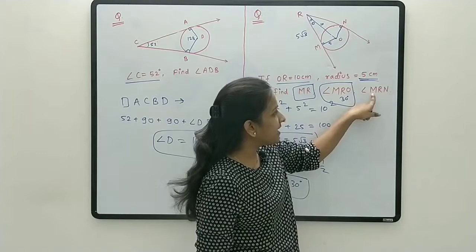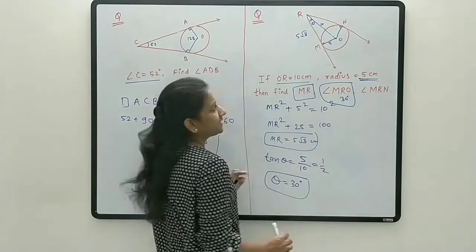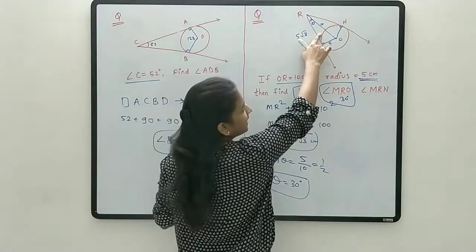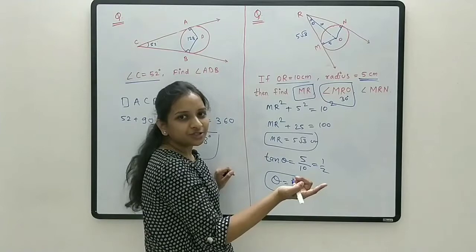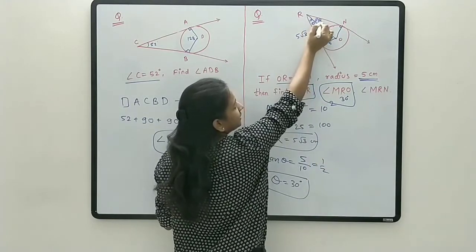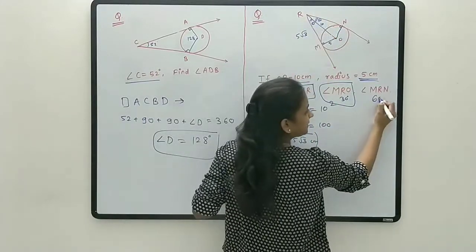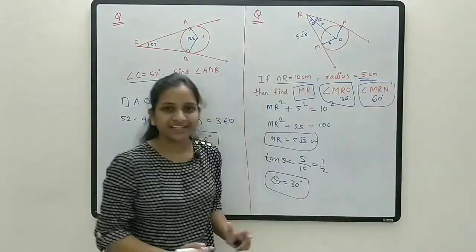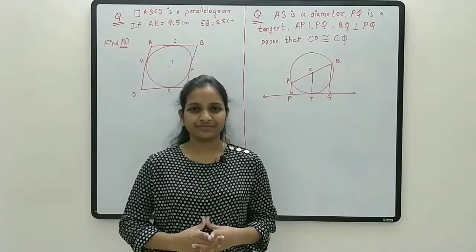Then we have to find angle MRN. See, just now we have proved that this right angle triangle is congruent to this one. So corresponding angles are also congruent. So if this is theta, then this angle is also theta. So this is 30, this is 30. What is the total angle? It's 60 degrees, right? MRN is 60 degrees. Understood? Now let's solve a little difficult example.